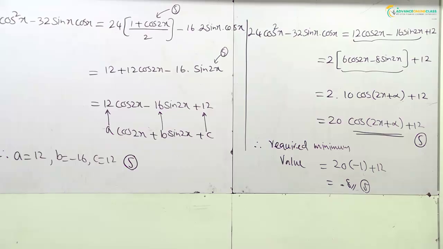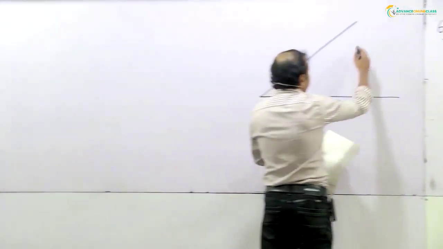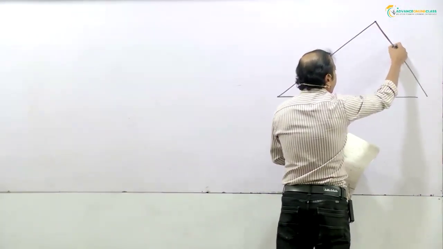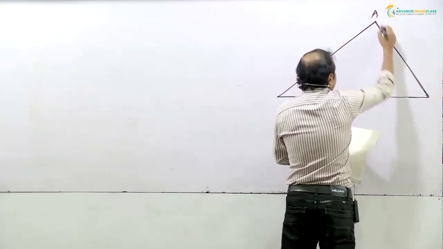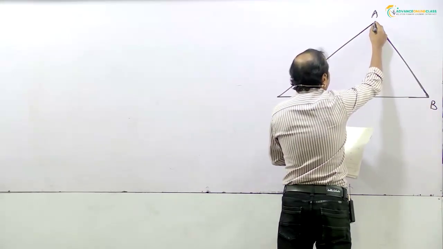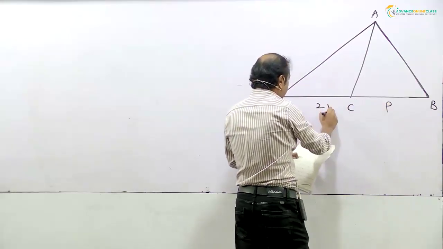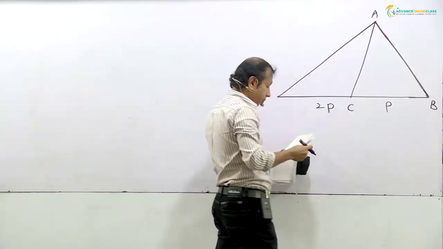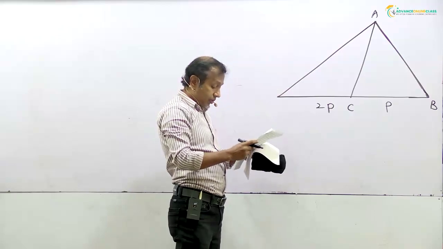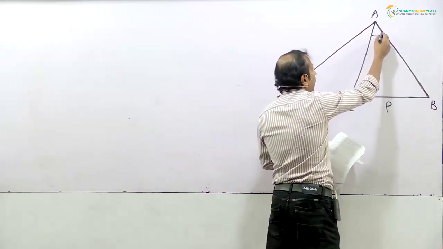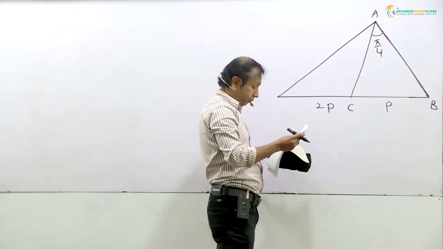Draw the diagram here. So we have another one number. We have to do another 3 more questions, then we'll do quickly. Yeah? A here, B here. This is C. P, 2P. That's all. This is pi by 4. Angle ABC is alpha.